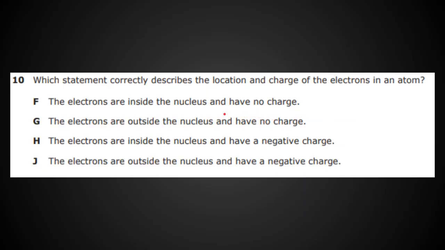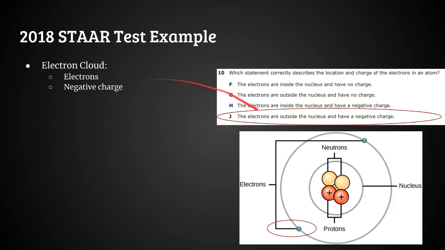Question number 2 of that same TEK. Which statement correctly describes the location and charge of the electrons in an atom? And that is going to be J. The electrons are outside the nucleus and have a negative charge. We can see that here. They are not inside the nucleus. They are in the cloud surrounding the nucleus and do have a negative charge. May not be able to read it as well, but it is there.